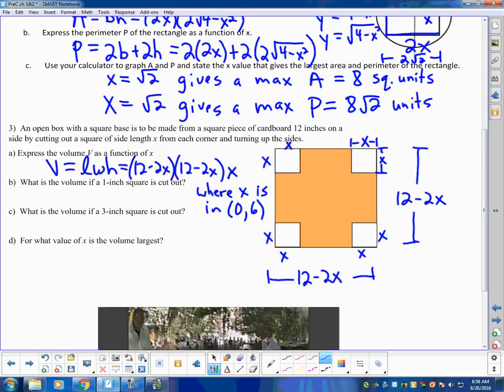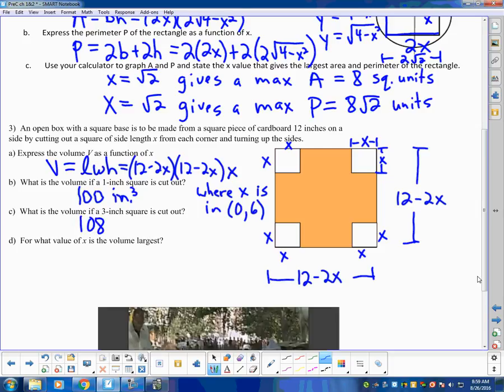So what is the volume if a 1-inch square is cut out? We can do that in our heads, right? Plug in 1 for x. So we have 10 times 10, 100, times 1, so 100 cubic inches. And then what is the volume if a 3-inch square is cut out? Well, plug in 3 there. You have 6 times 6, which is 36. 36 times 3, 90 plus 18 is 108. So it gets a little better at 3, right?